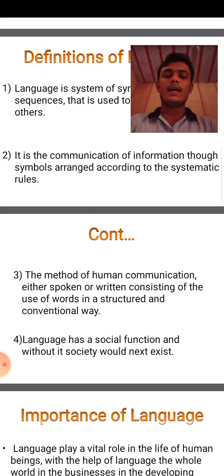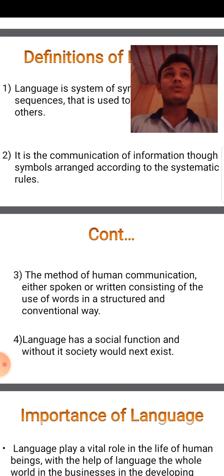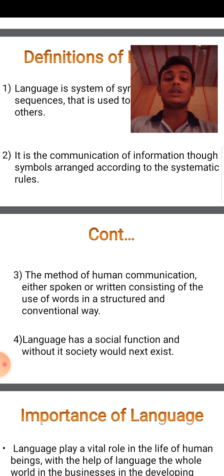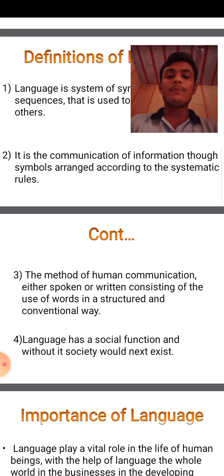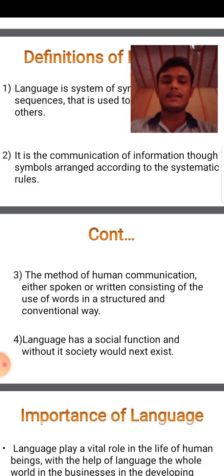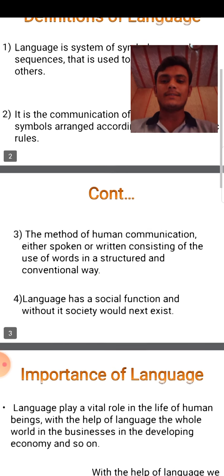It is the communication of information through symbols arranged according to systematic rules. Through language we can share our information with another person. I am giving you an example right now. Through language, a teacher delivers his lecture. If he has language, he is a teacher and he can deliver a lecture. This is the systematic symbols of a lecture.